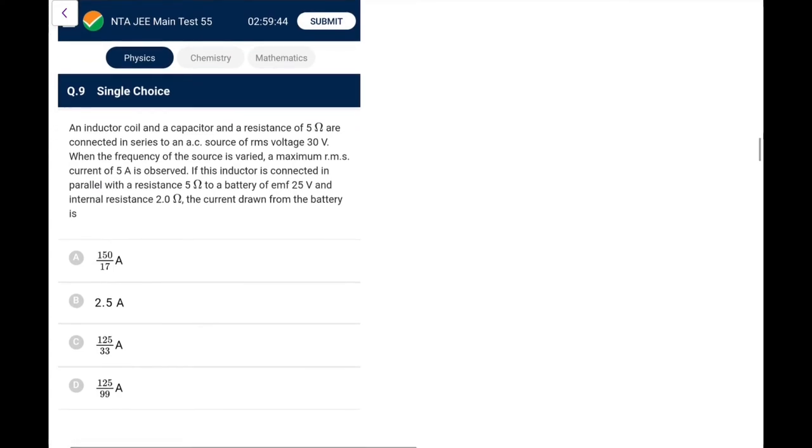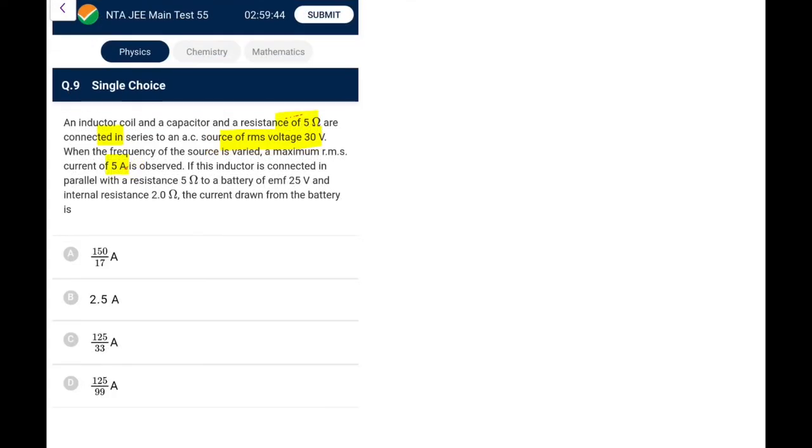So be careful. An inductor coil, a capacitor and a resistance of 5 ohm connected in series to an AC source of RMS value, when frequency is varied, a maximum of 5 ampere is obtained. Ideally maximum current should be obtained at a resistance, Z should be 30 by 5, that is 6, but here it is 5, it means this coil also has resistance. The coil resistance I can directly make out, 30 by 5 is 6, so resistance of the coil would be 1 ohm. This is the first thing.